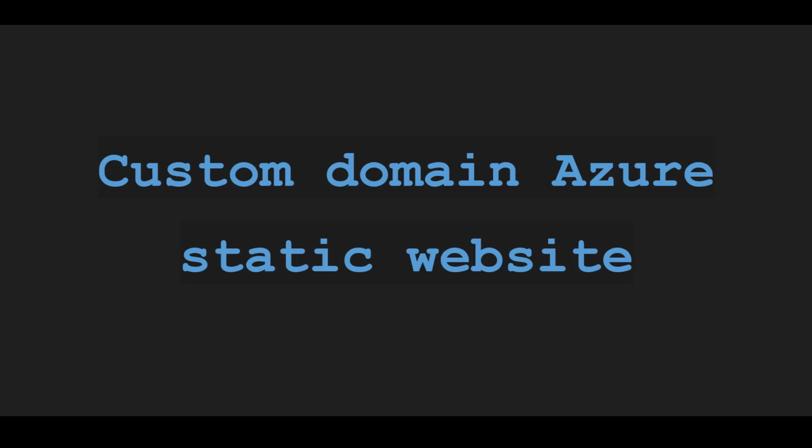Hi, today we will be doing a custom domain for Azure static websites. There are two or maybe three ways to do that. Basically, the first one, you just go to your domain registrar and you point your static website using a CNAME, but it will not work.